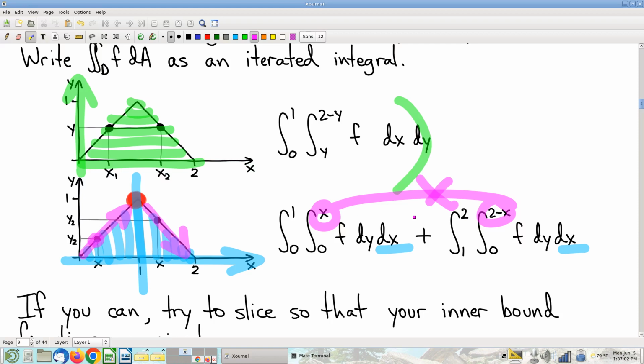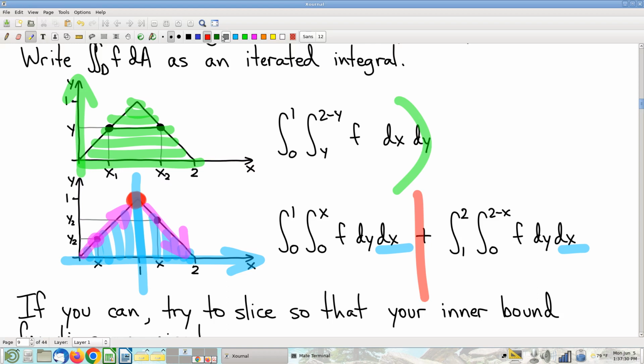So the takeaway on this example is try not to slice through a corner if you possibly can. Every time you slice through a corner, you're going to have to stop the integral that you had been working on and start a whole new integral, because which curve is your upper bound changed, and it's all different. And who wants to do that? So try not to slice through corners.